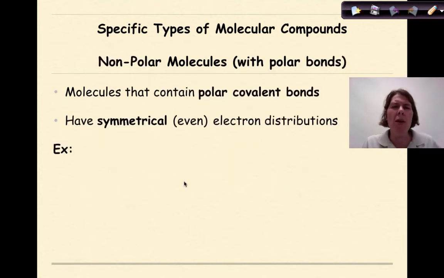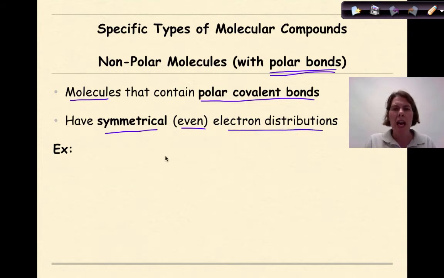Now let's talk about nonpolar molecules with polar bonds. This is always somewhat of a dicey topic for people and hard for them to comprehend. So these are molecules that are going to have polar covalent bonds, but a symmetrical or even electron distribution. The classic one that we think about here is carbon dioxide, which has a formula of CO2.